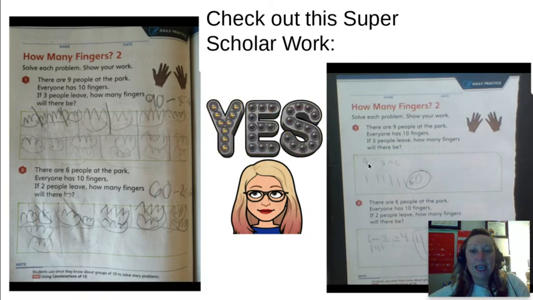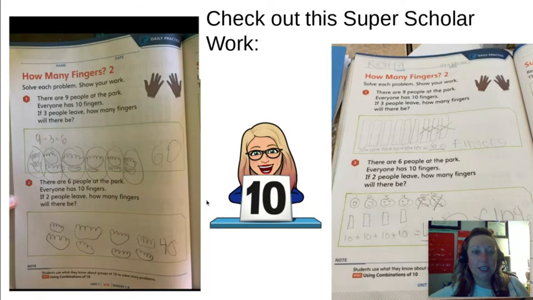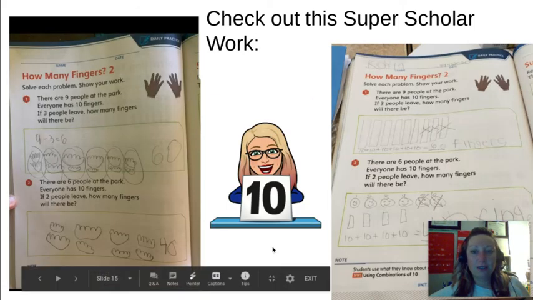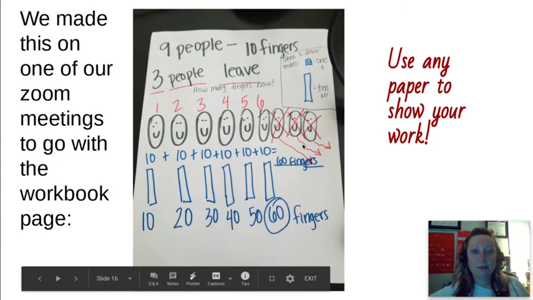But if you're looking at 9 minus 3 as ones, and then you write your answer just as 6 here, then that would not be correct. So make sure you guys are understanding the difference in tens and ones. Here's some more Super Scholar work. Great models on these. I love how they labeled their answer. Remember to label your answer.